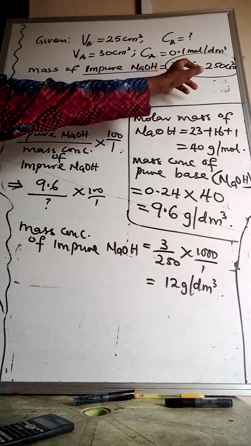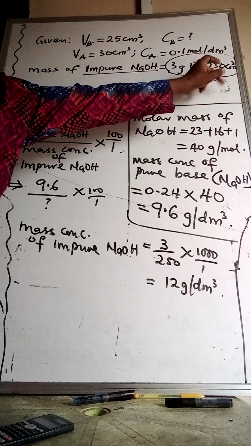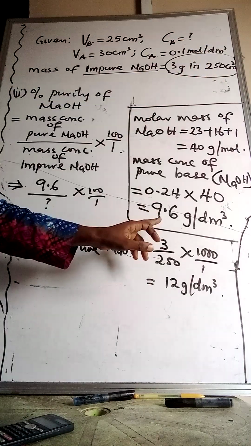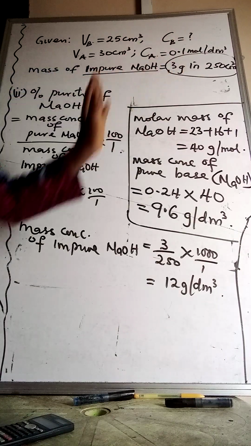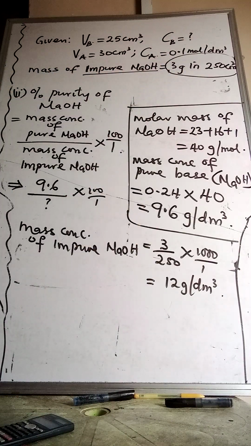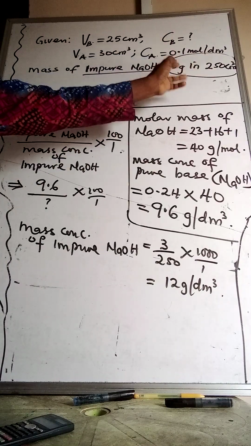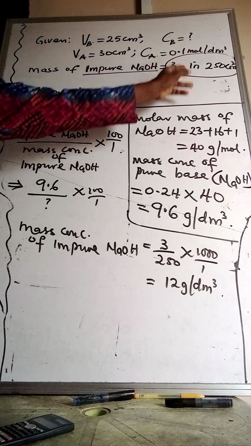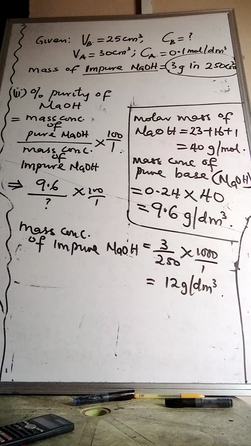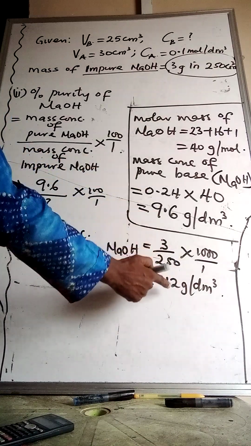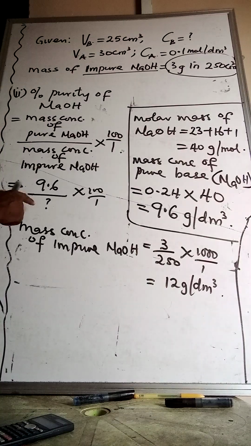Supposing this one is already 3 grams in 1 dm cube, then that 3 grams could have been our mass concentration, 3 grams per dm cube. But since it is in 250, we need to find the amount in grams in 1000 cm cube, which is this calculation. Having done this, which is 12, it is this 12 now that will be used here.